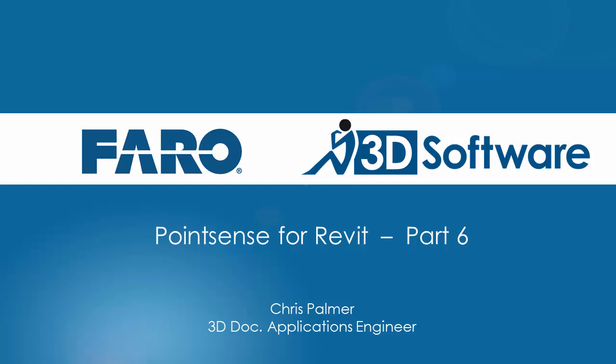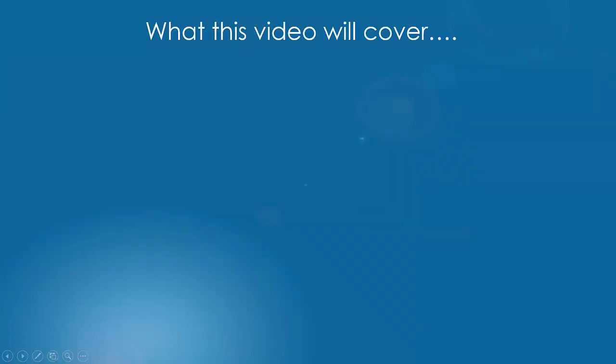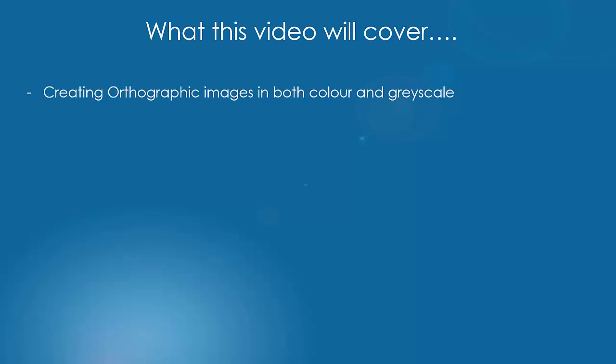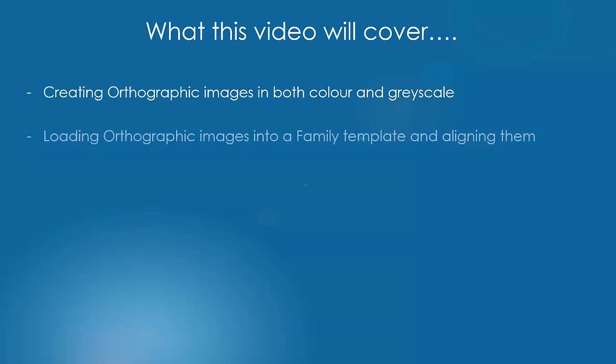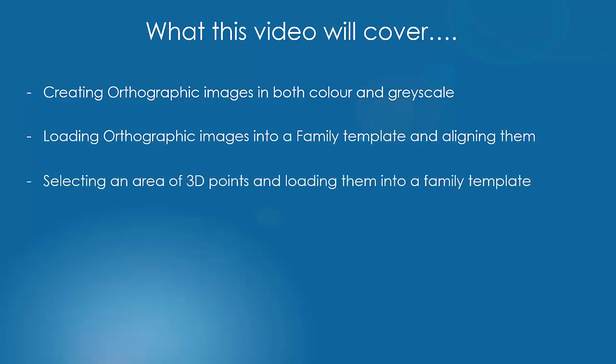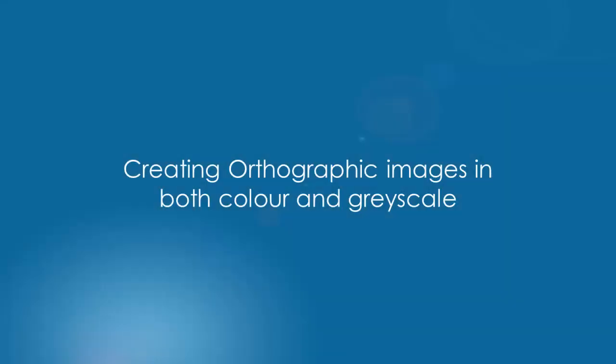Hi and welcome to part 6 of the PointSense Revit tutorial series. In this video we're going to be specifically looking at creating orthographic images in both colour and grayscale, loading those orthographic images into a family template and aligning them, and then selecting an area of 3D points and loading that into a family template.